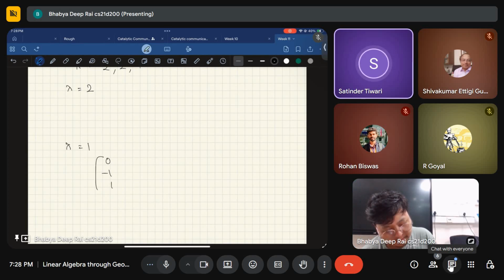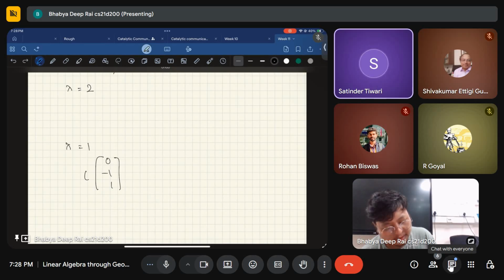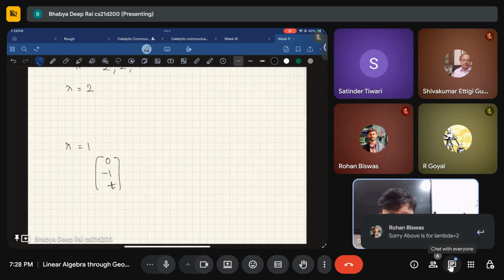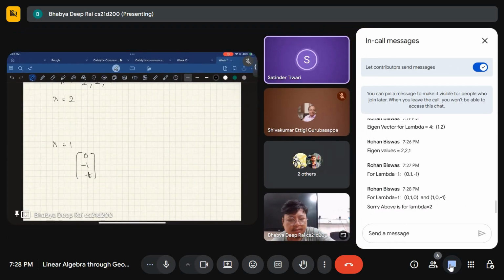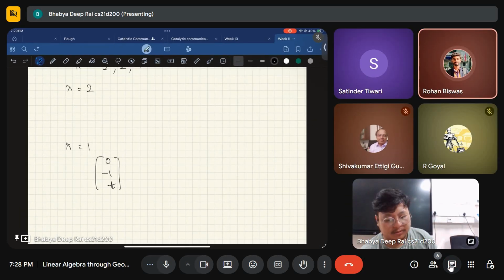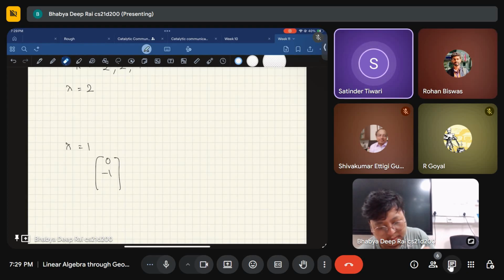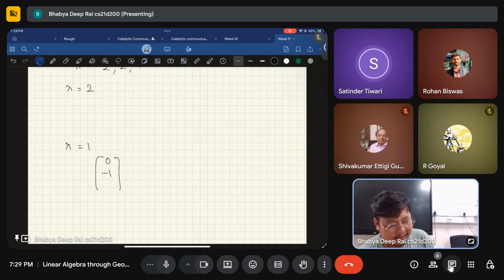T means x3. Oh, okay, t is in the third coordinate. Is that right? For lambda equal to 1, it's only 0, 1, minus 1, or it has to be 0, minus 1, 1, so x2 and x3 are of opposite signs. T should not be there. T is a multiplicative factor, so x3 will be the free variable. We can take x3 as any number. That's why x3 is free in your case. Yes, sir.